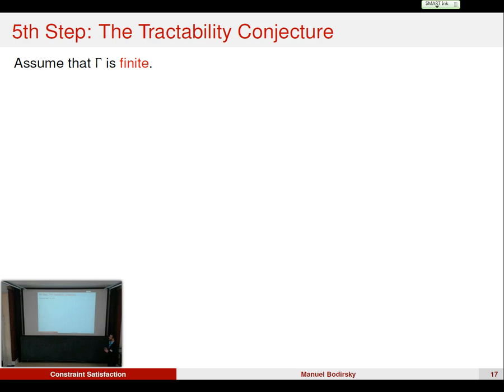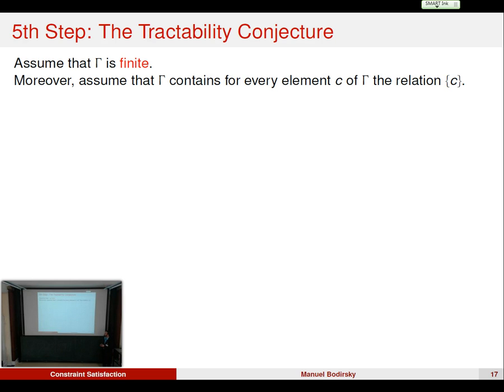I'm assuming that gamma is finite, and the rest of the talk will discuss what happens in the omega categorical case. So I have a finite structure gamma, and I'm now assuming additionally that for every element of this structure gamma, there is a unary relation that just contains this element. So the automorphism group of gamma will be rigid. And this assumption is basically a technical assumption.